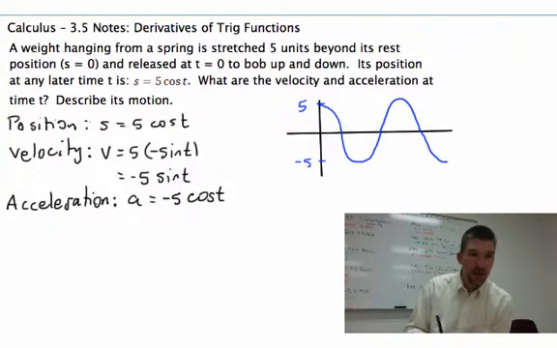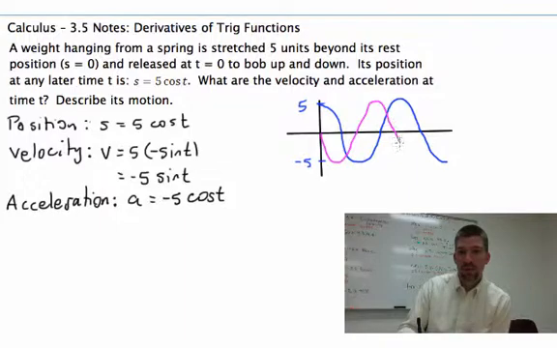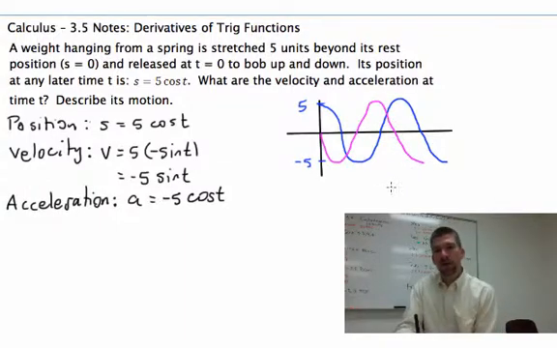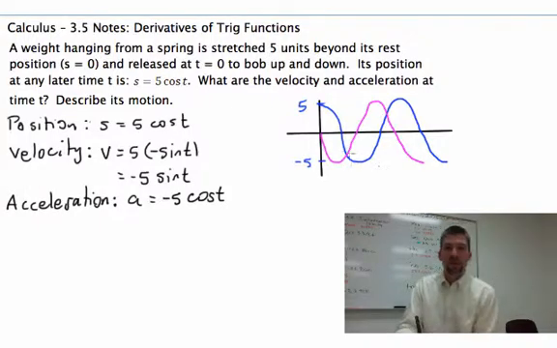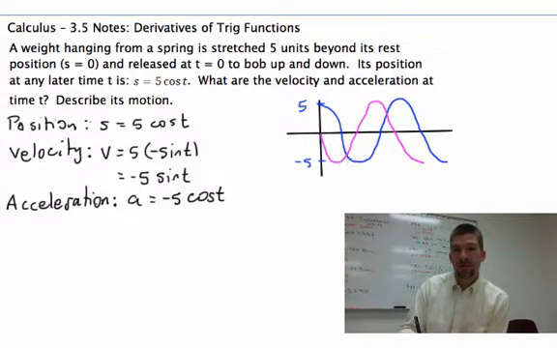So we'll do velocity in this pink color, and it's the sine now, but it follows right along with the cosine. So it's going to have this sort of shape. Again, that might not be 100% exact, but it's going to be very close. So here's my velocity. It's a negative velocity, then positive, and then negative again.